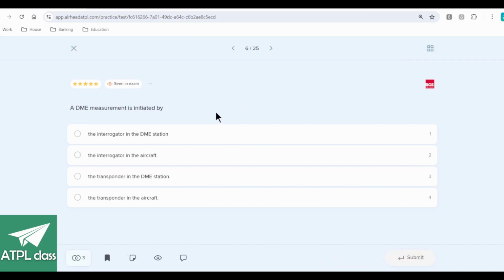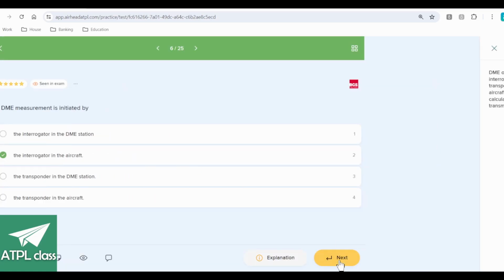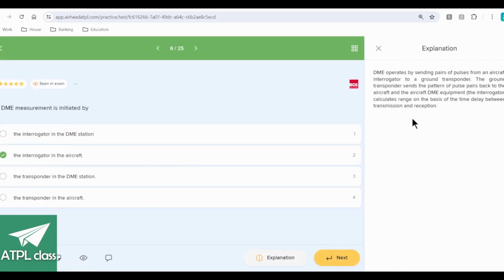DME measurement is initiated by the interrogator in the DME station, the interrogator in the aircraft, the transponder in the DME station, or the transponder in the aircraft. It's the interrogator in the aircraft. Yes. DME operates by sending pairs of pulses from an aircraft interrogator to a ground transponder. The ground transponder sends a pattern of pulse pairs back to the aircraft, and the aircraft DME equipment calculates range on the basis of the time delay between the transmission and the reception. That's a lovely little summary of how a DME works right there.